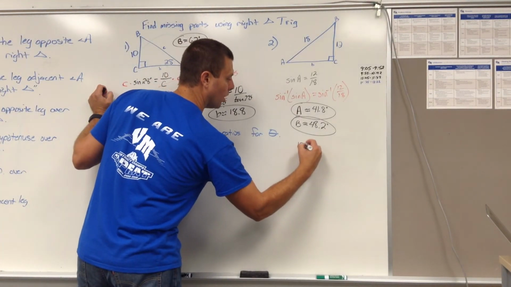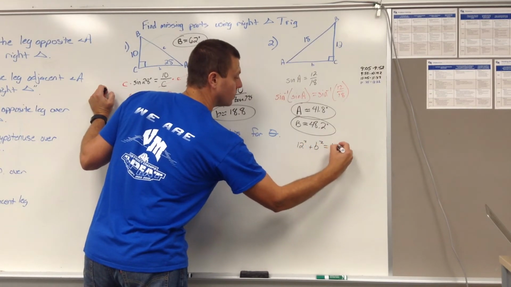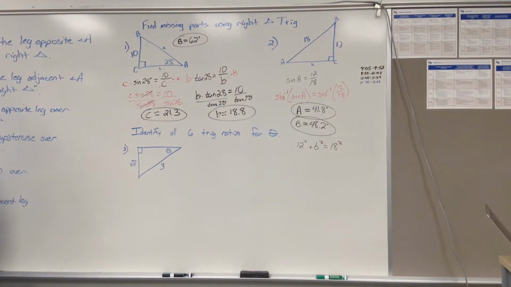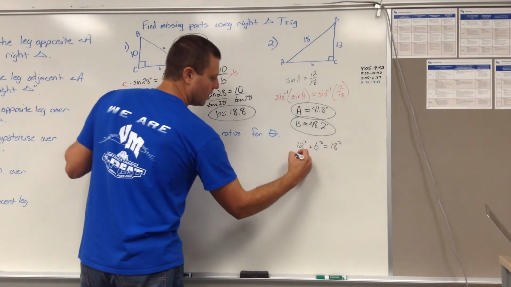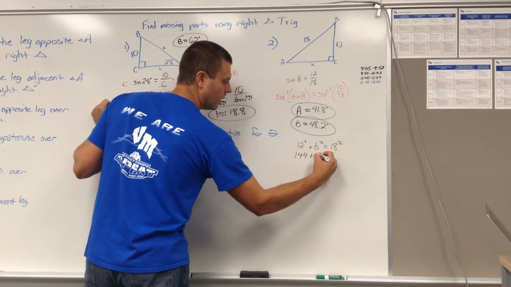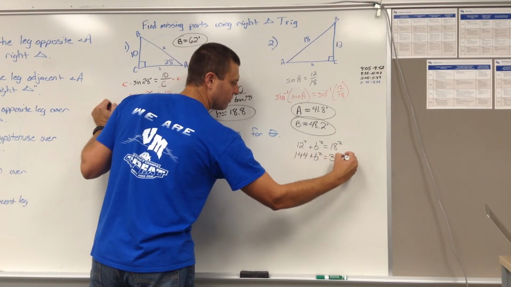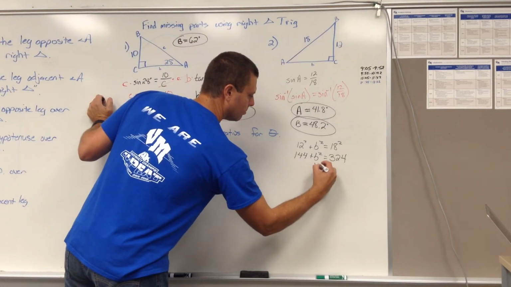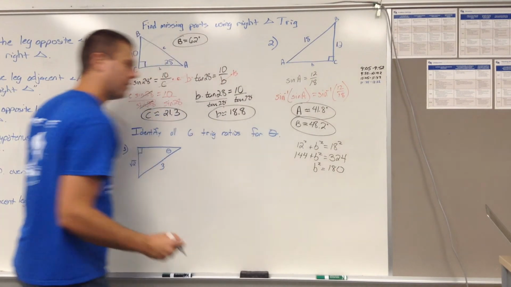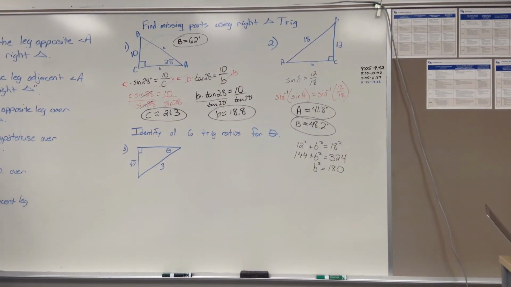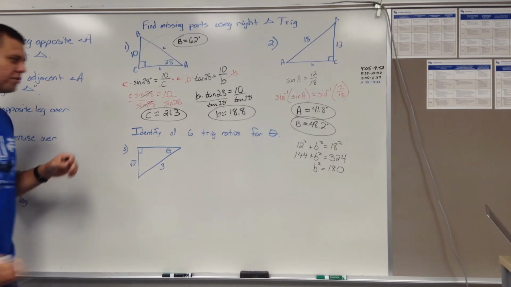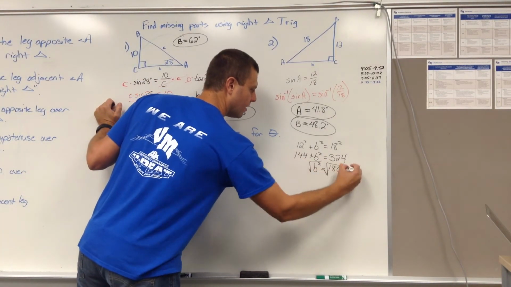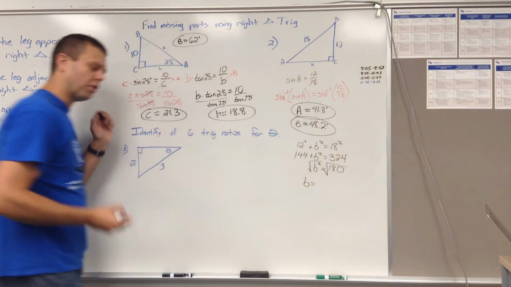My setup would be 12 squared plus b squared equals 18 squared. Because 18 is my hypotenuse, so it always belongs by itself. 12 squared is 144. 18 squared is 324. Subtract 144 from both sides. B squared equals 180. To get b by itself, you need to square root both sides to get rid of the squared. So b equals the square root of 180.